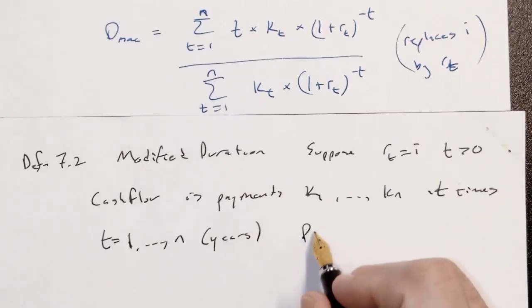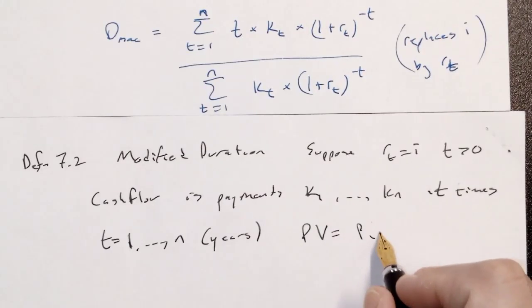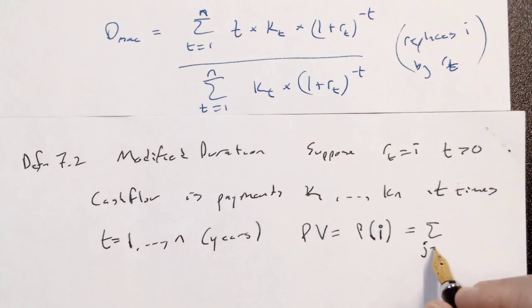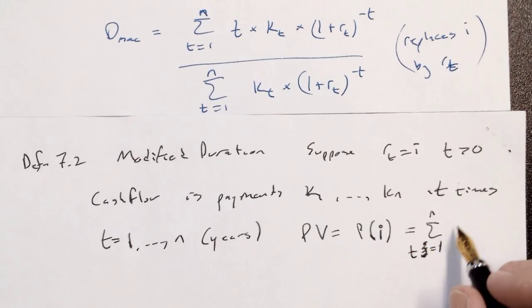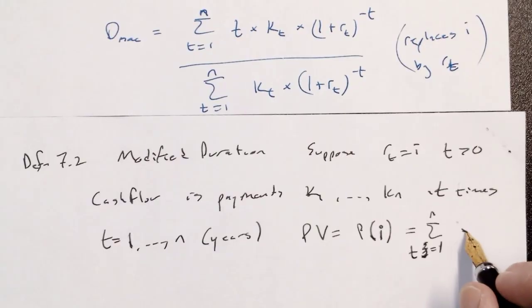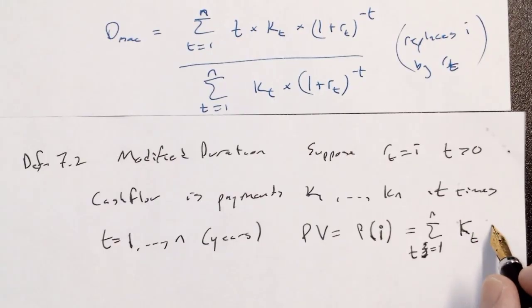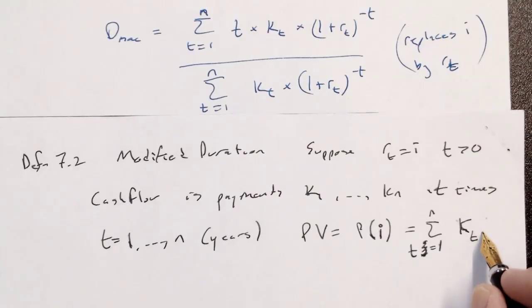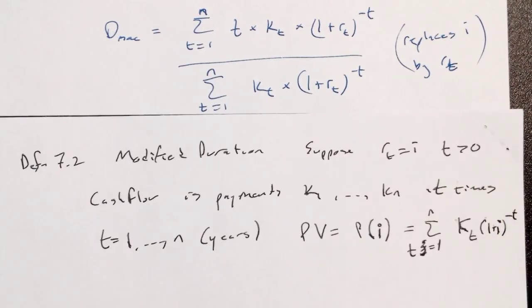Present value, we're going to call that P of I. And that is the sum, T equals 1 to n, of Kt times (1 plus I) to the negative t. That's our standard present value calculation.